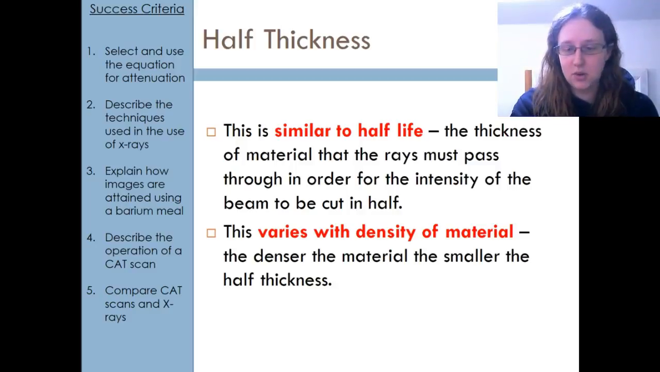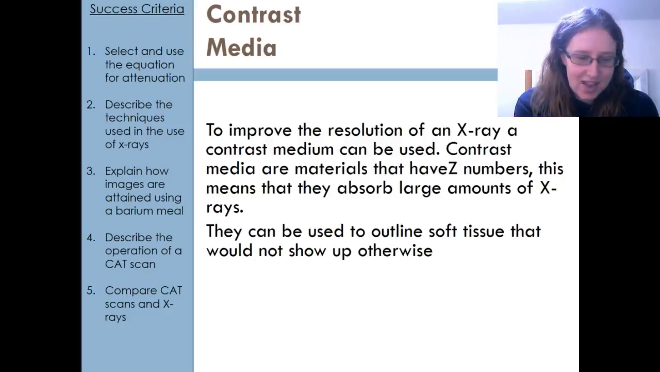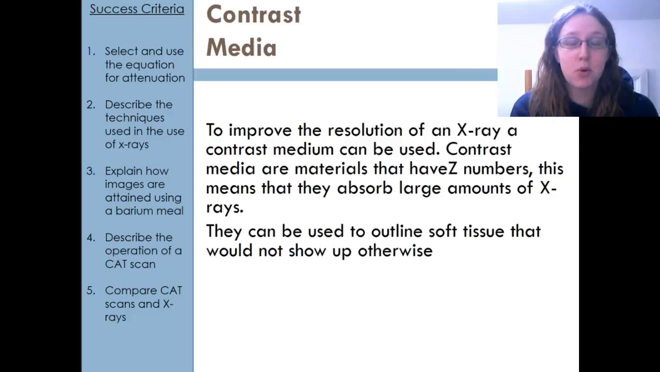Okay, so next thing we need to talk about is how we can make X-rays better, how we can improve the contrast. And in order to improve the contrast, we use something called contrast media. These are materials that have high Z numbers, which means that they can absorb large amounts of X-rays. And that allows us to sort of coat soft tissue with an X-ray absorbing material so that we can see more detail about it with the X-rays. So they have high Z numbers, which means they absorb X-rays.